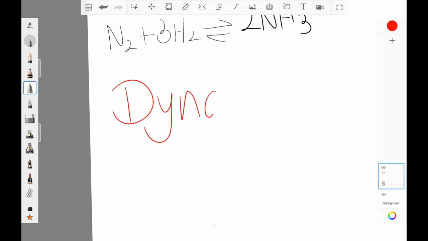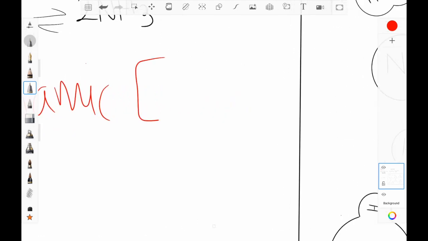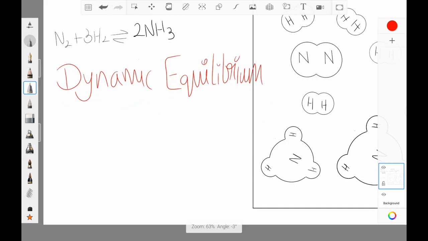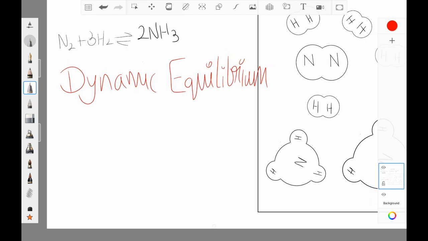Dynamic equilibrium, and sometimes people just shorten it to say equilibrium, but dynamic equilibrium is more accurate, let's just say that. So what this means is, let's split the terms, dynamic and equilibrium. Dynamic means there's a continual change at the particle level, while equilibrium means there's no overall change.